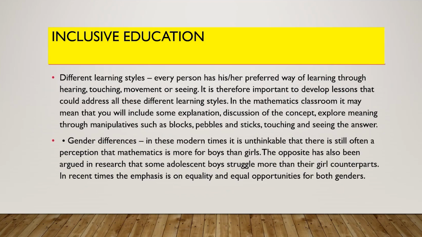In inclusive education, it means that in our teaching, we need to use different styles. I cannot emphasize how important this is. Every person has their preferred way of learning through hearing, touching, moving, or seeing. It's therefore important to develop lessons that could address all these different learning styles. In a mathematical classroom, it may mean that you have to include some explanations, discussions, and manipulatives, so that learners get the full grasp of what you are teaching. Because if you don't reach all your learners, that is where we lose children in mathematics.